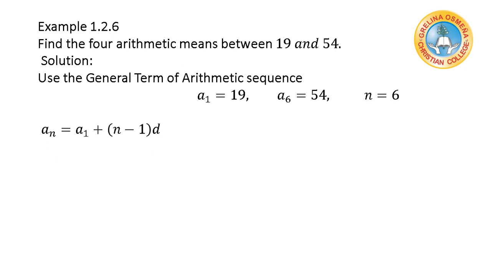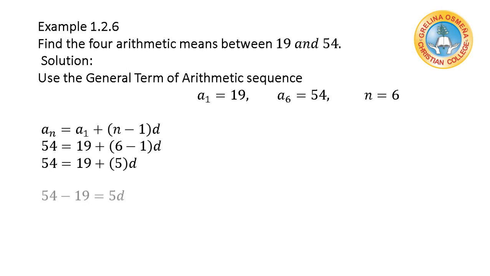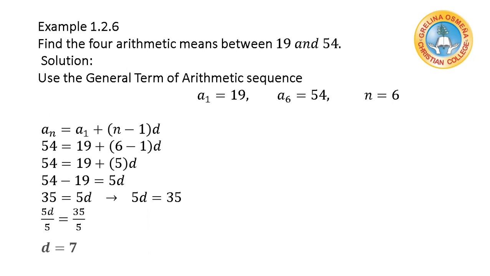Using the general term, a sub n equals a sub 1 plus n minus 1 times d. So, substitute 54, then a sub 1, and then the n, which is 6, minus 1 times d, since the difference was not given. So we have 54 equals 19 plus 5d. So 54 minus 19 is 35 equals 5d, or 5d equals 35. So d is equal to 7. So we now have a common difference of 7.